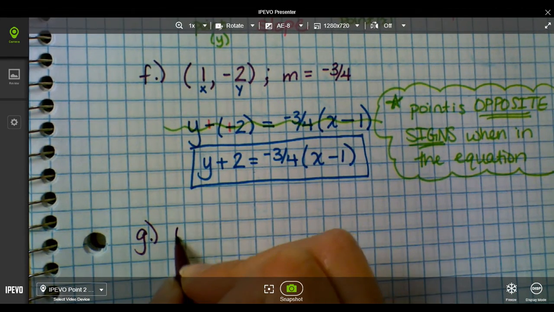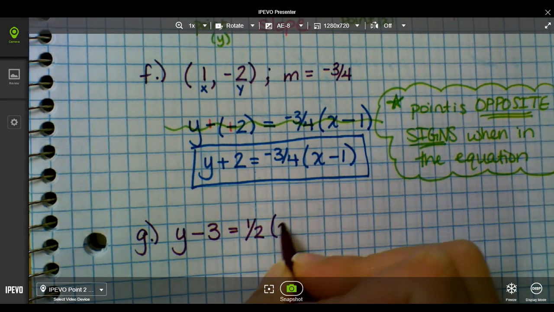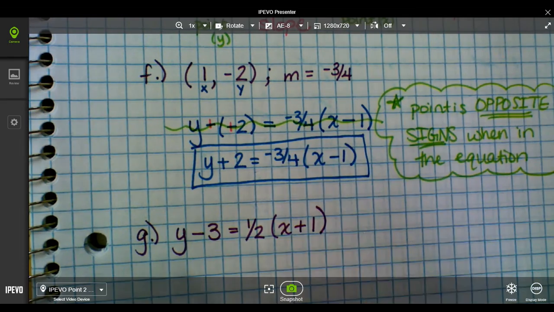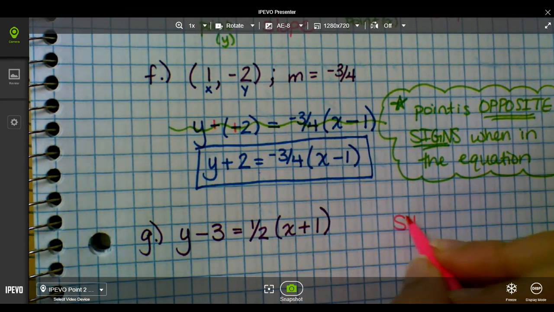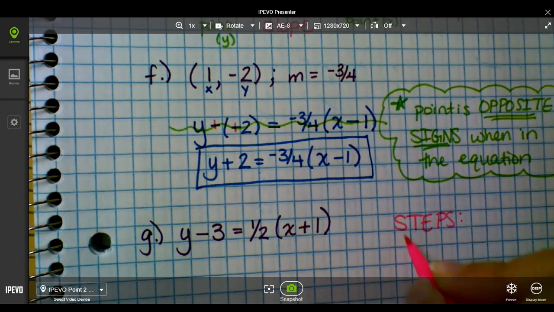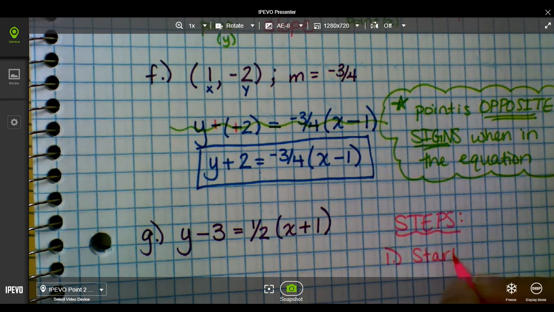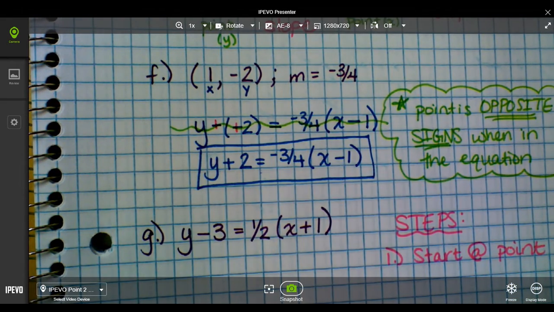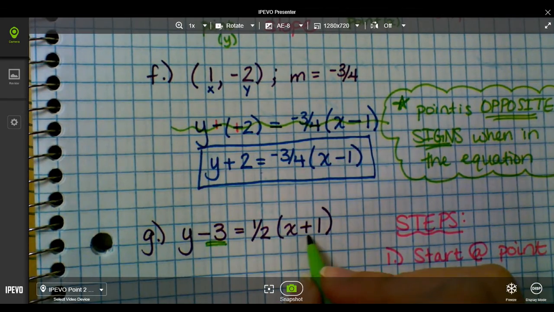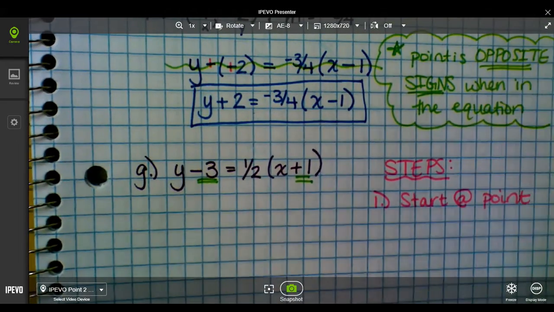So our first equation is going to look like y minus 3 equals 1/2 x plus 1. So just like with slope-intercept form, we always need to start with a point. All right, so step number 1 is start at the point. Now remember, your point you are pulling out of these guys. These guys represent your point, but there's a couple of things that you have to watch out for.